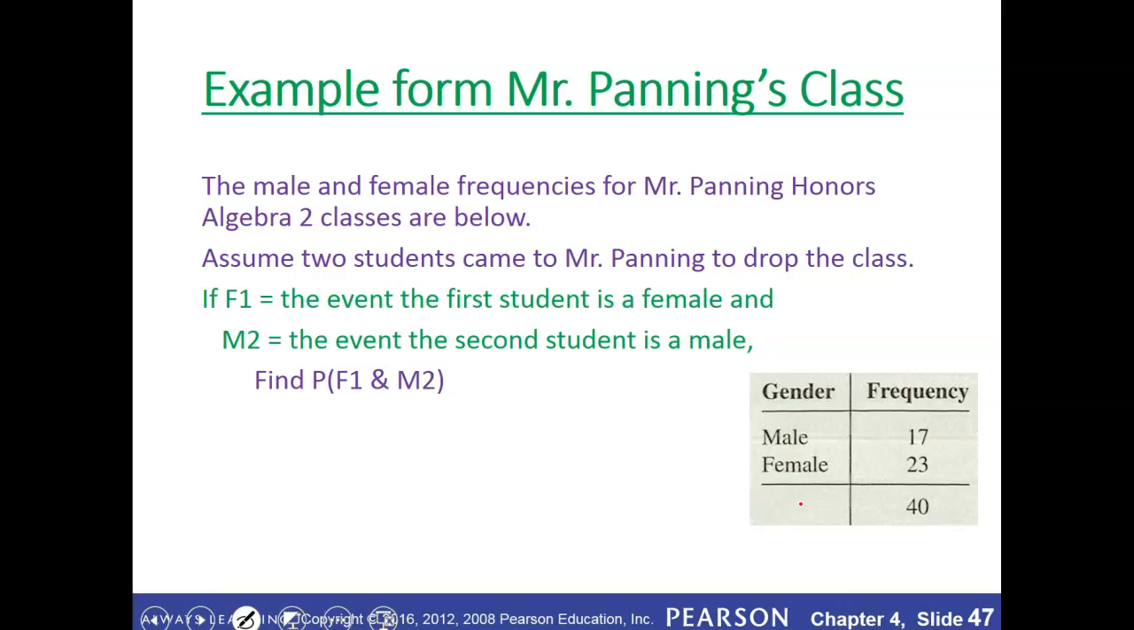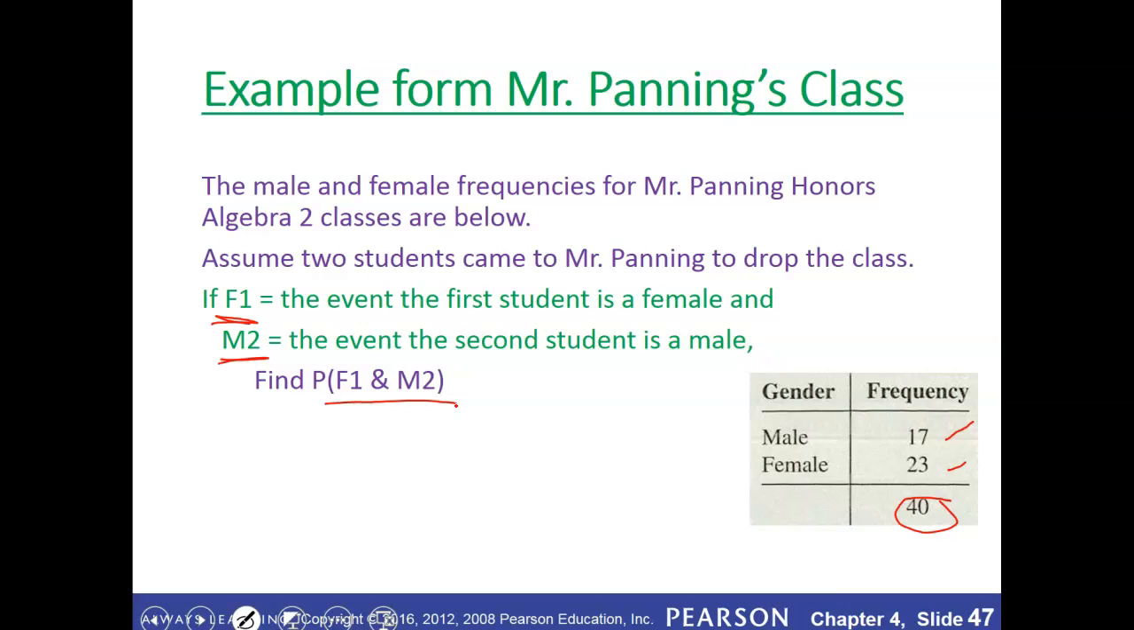Let's look at how this looks in a more concrete example. So we have male and female frequencies in Mr. Panning's Honors Algebra 2 classes below. We have 40 students altogether, and of those 40 students, 17 are male and 23 are female. And we want to assume that two students came to Mr. Panning wanting to drop his class, let's say. Event F1 would be that the first student that wanted to drop his class was a female, and M2 would be that the second person was a male. So what's the probability of both of those happening at the same time?